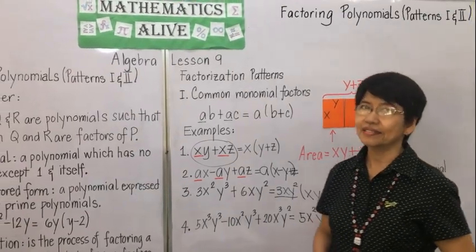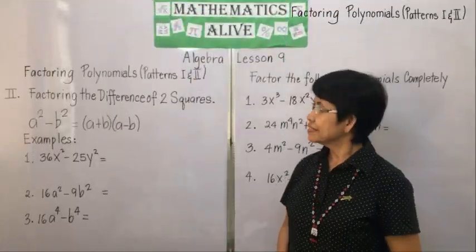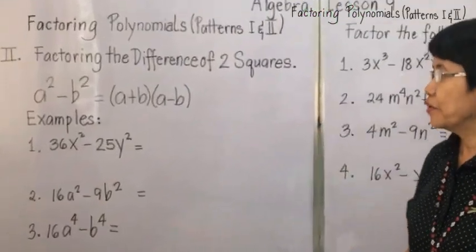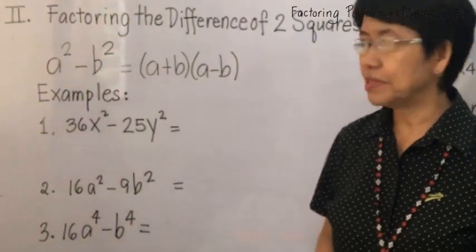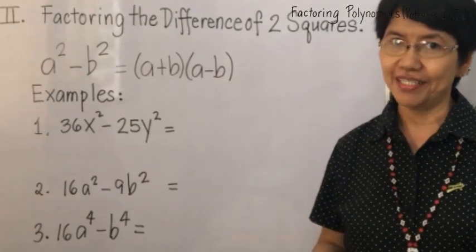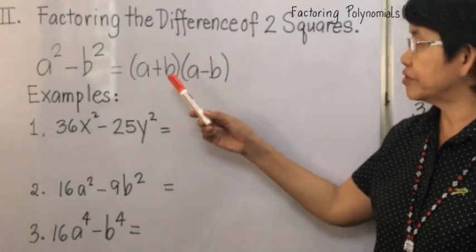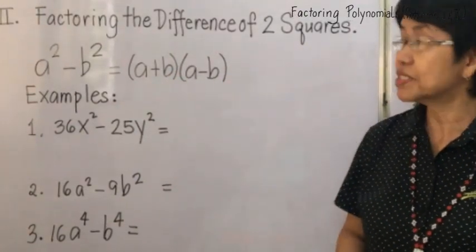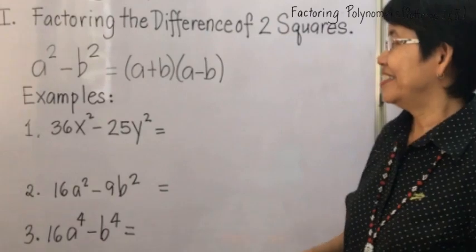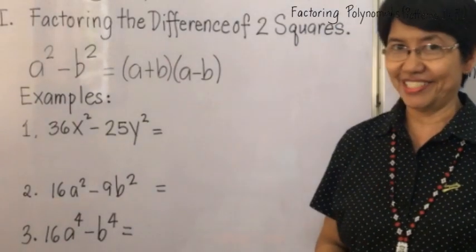Now let's go to the second factorization pattern. The second factorization pattern is factoring the difference of two squares. We have a squared minus b squared, which is equal to a plus b times a minus b. Remember the special products where we have the product of the sum and difference of the same two terms, and we get this as the answer. Now we will reverse the order, and you start from the product and then you get the factors.